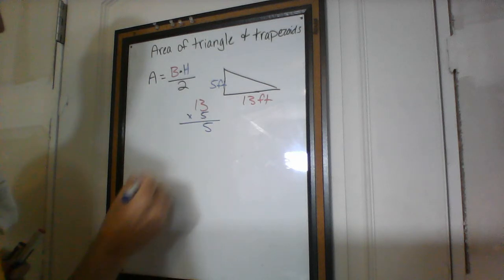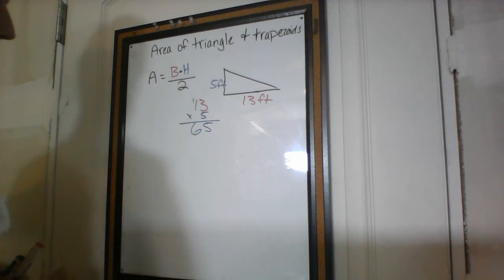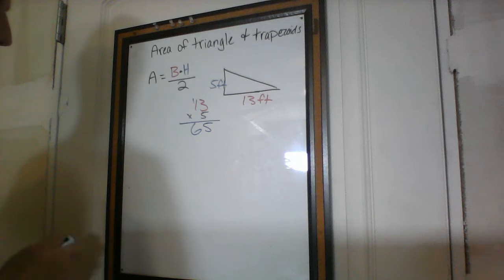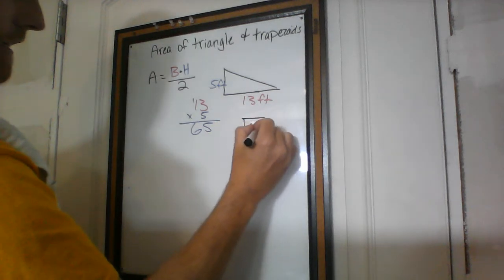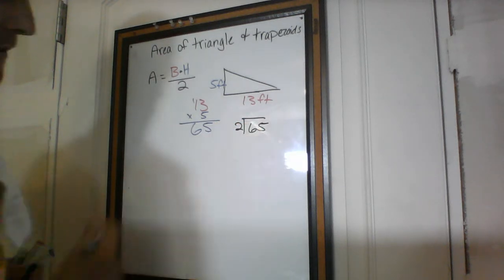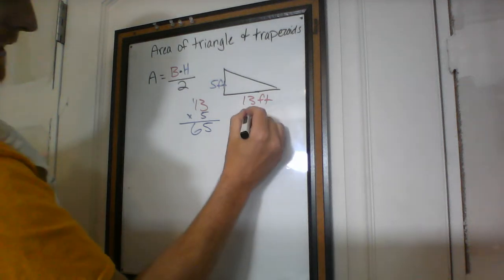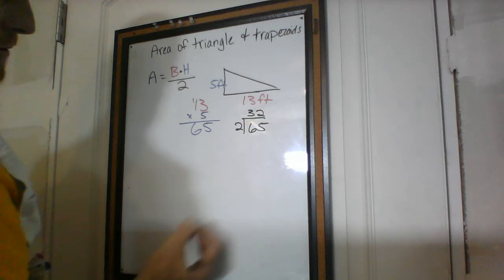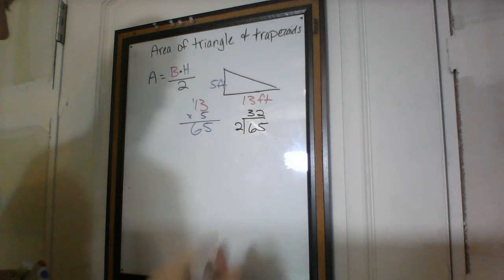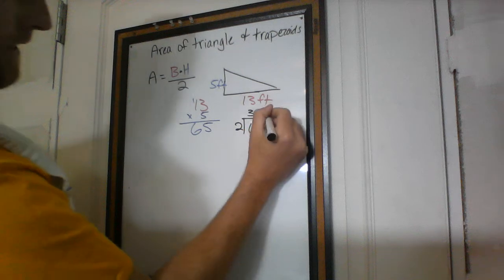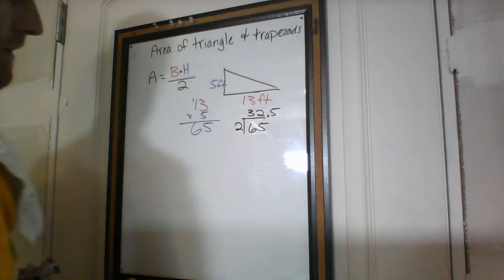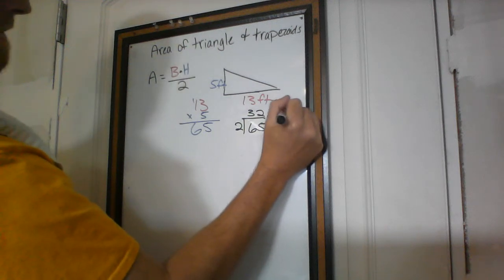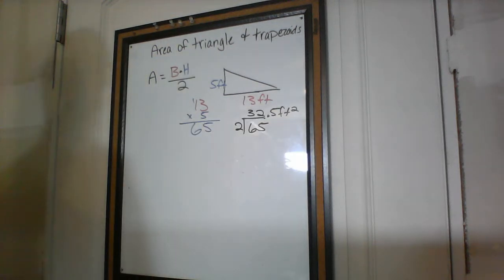3 times 5 is 15. Carry that 1, and then you get 6. So we have 65. Now we have to divide by 2. So let's take our 65. We are going to divide it by 2. That goes in 3 times. There's nothing left. 2 goes into 5 2 times, there's 1 left. 1 remainder with a 2 gets us a half. So we're going to have an area for this triangle of 32.5 feet squared.